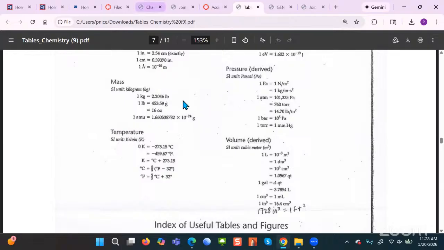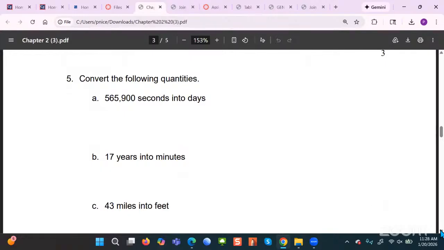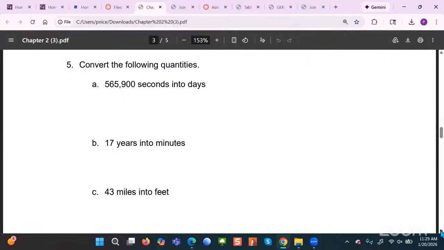So going back to the assignment, basically the first one, the A part, they're asking you to go from the given number in seconds into days. Now, of course, we know, as I said before, that there are 60 seconds in 1 minute, I'm sorry, I said days, what am I saying? 60 seconds is equal to 1 minute. And then you have 60 minutes in 1 hour, 24 hours in 1 day, all right?